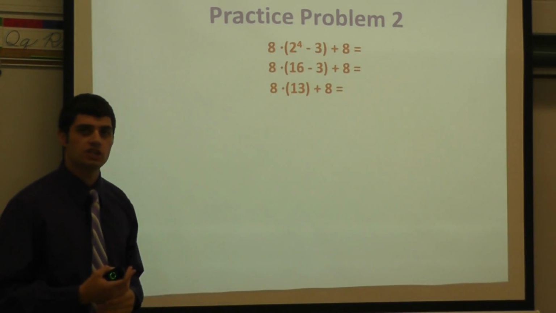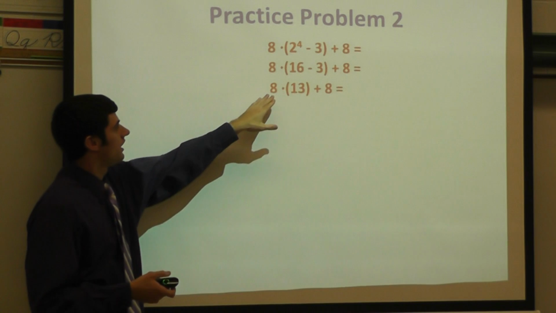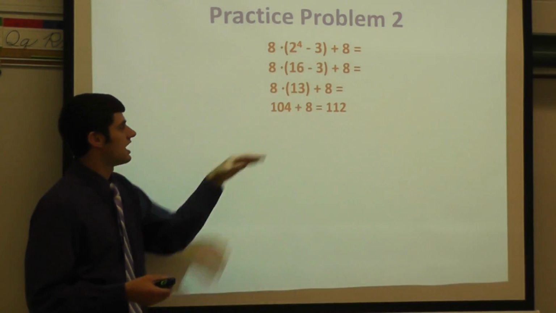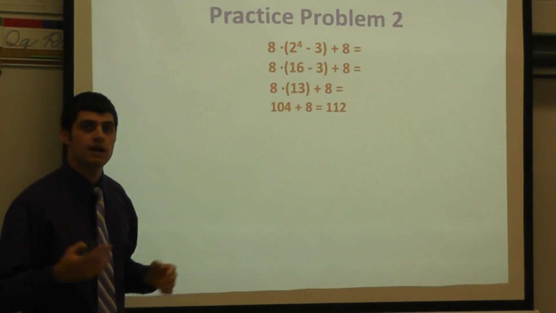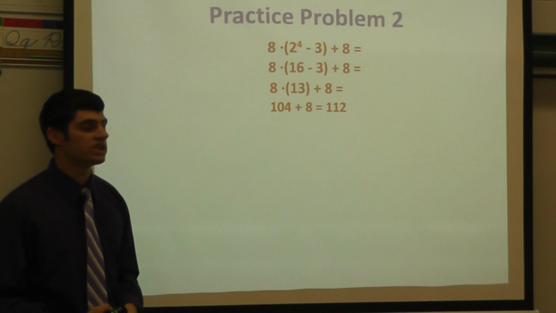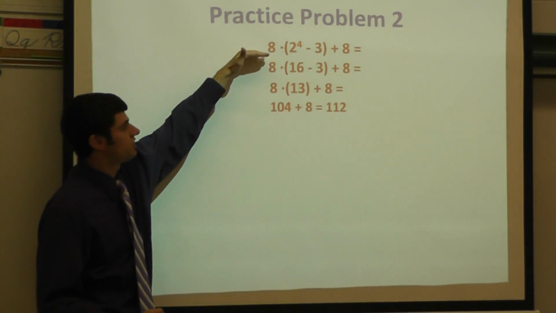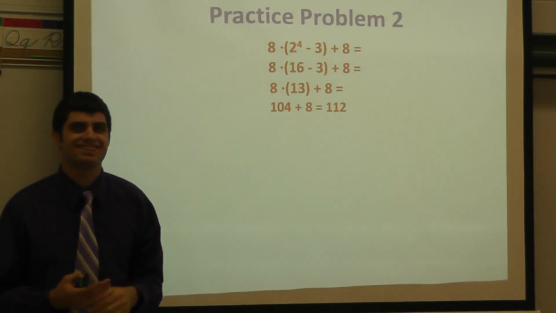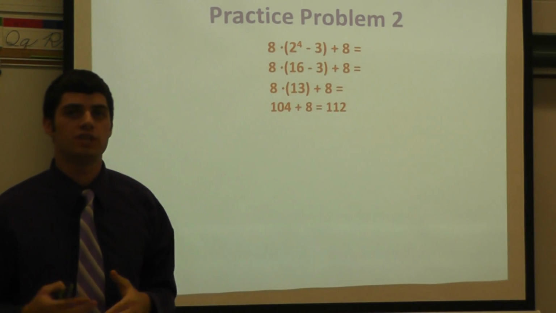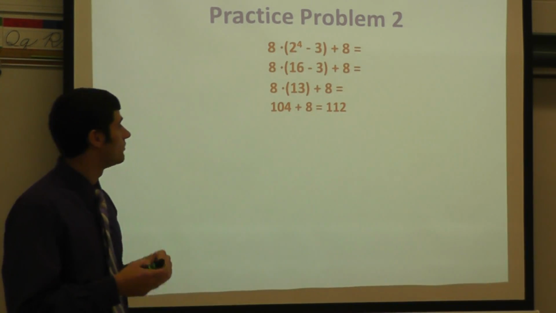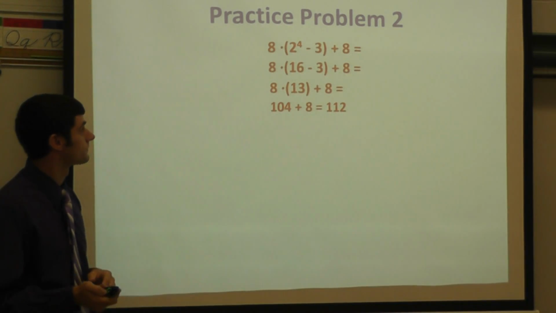I have multiplication and addition left. 8 times 13 becomes 104. I bring down my plus 8. The only operation left is addition. 104 plus 8 would equal 112. And you can see each step that I work, I rewrote the problem each time. This is essential when you guys are working on this to help you keep it organized. It's going to clear up any confusion or misconceptions that you guys have.